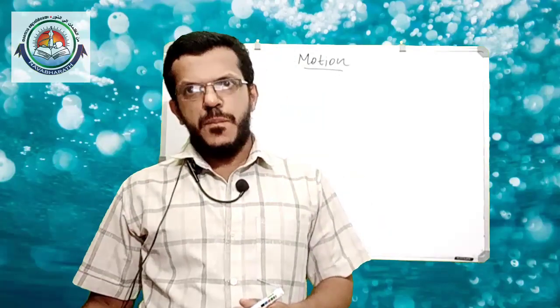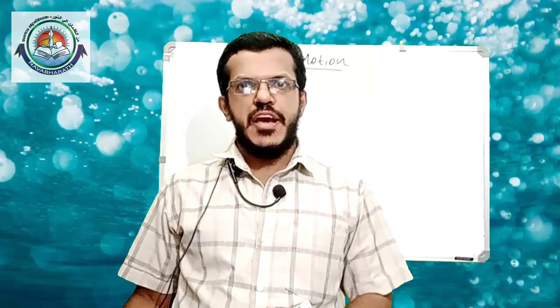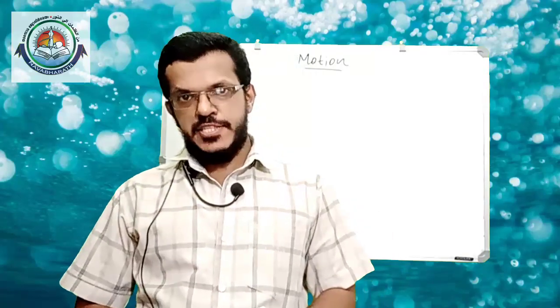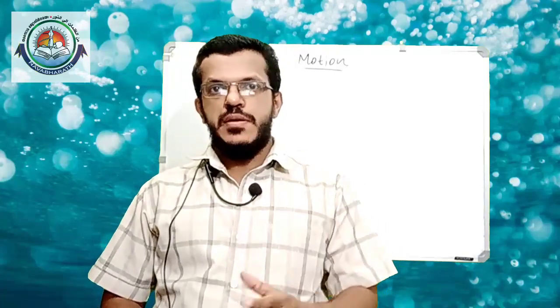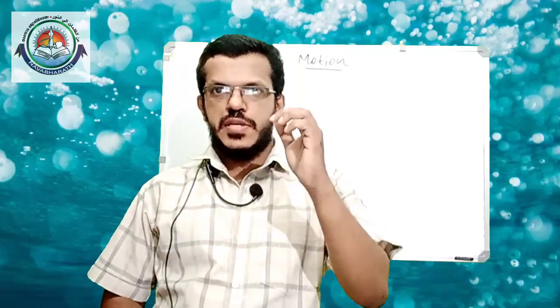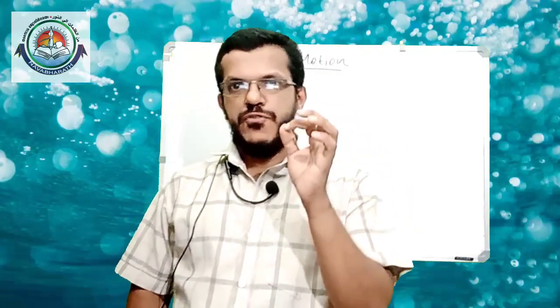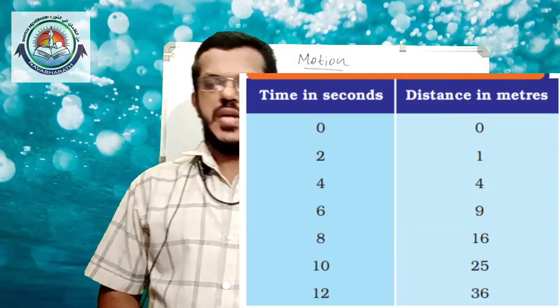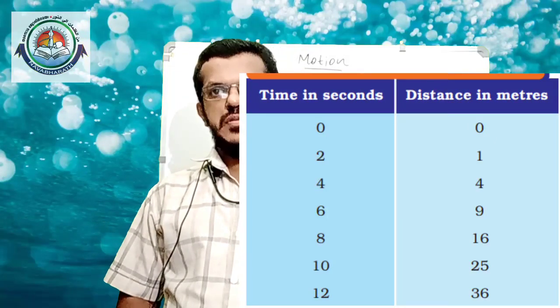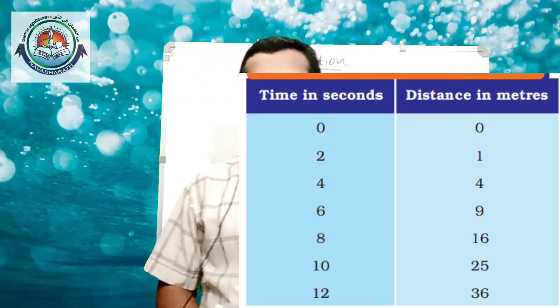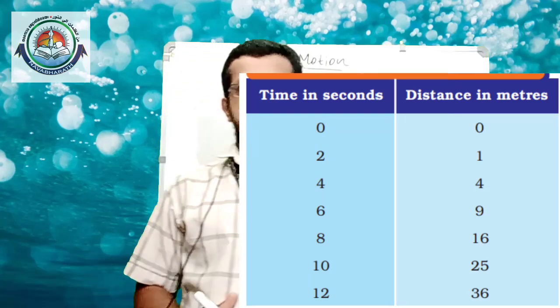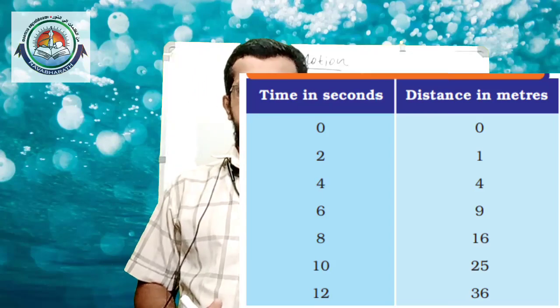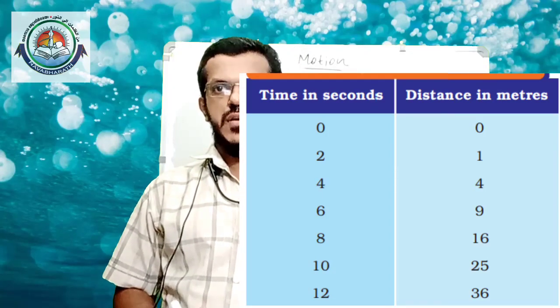Okay, we can also plot the distance-time graph for accelerated motion, that is, for non-uniform speed. For example, observe the table given on the screen: the distance traveled by the car in time intervals of 2 seconds is given in the table. In the table, time in seconds is given as 0, 2, 4, 6, 8, 10, 12, and the distance in meters is also given: 0, 1, 4, 9, 16, 25, 36.